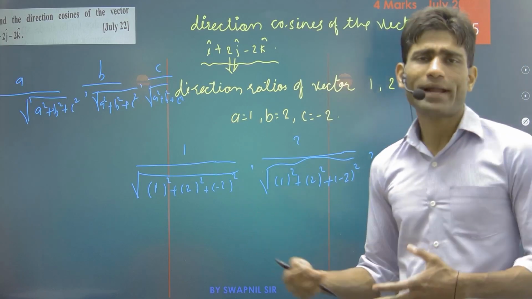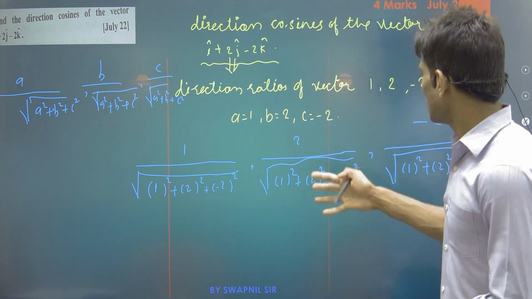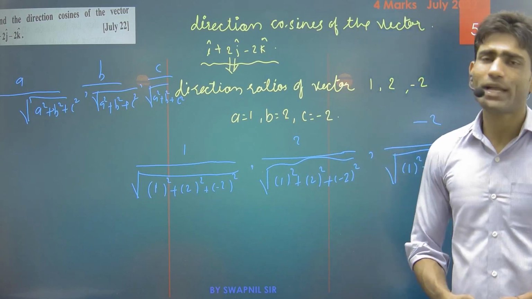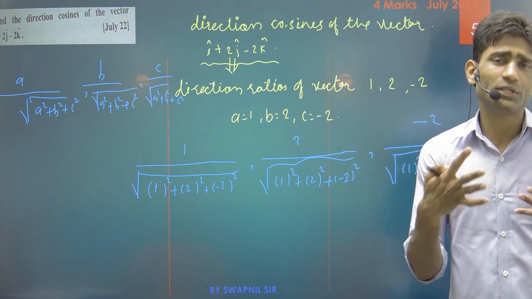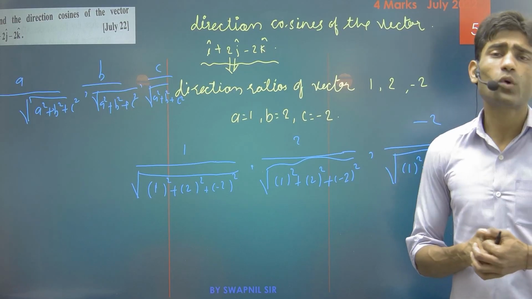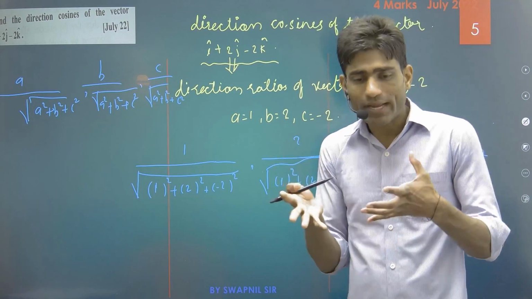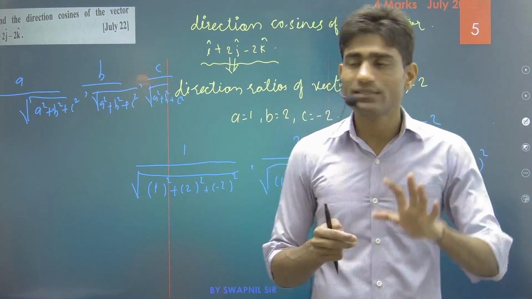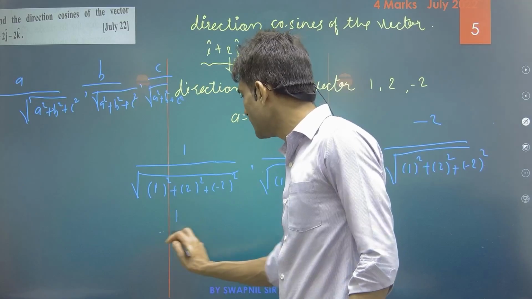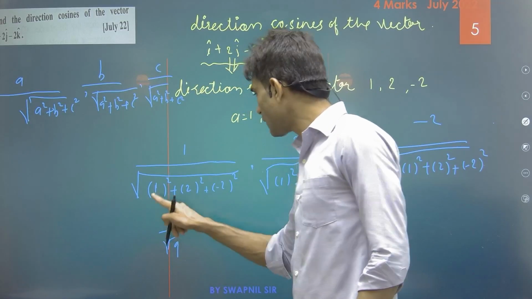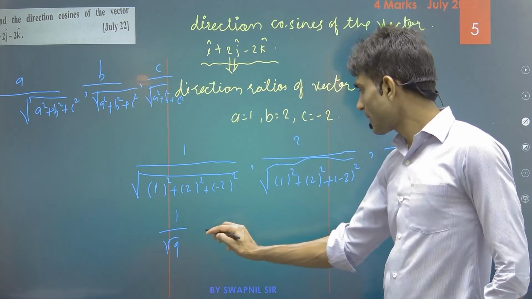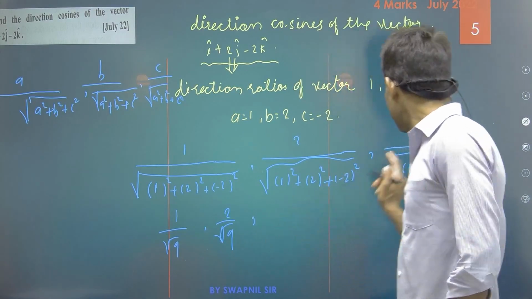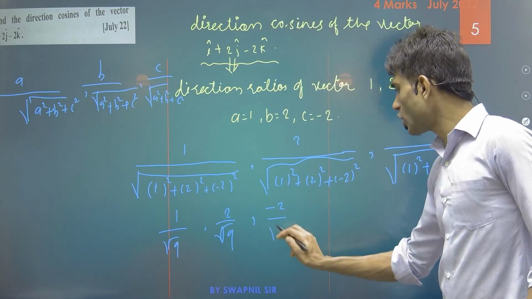Now let's go for the further calculations. We can see that 1 square plus 2 square plus (-2) square gives us positive 9, and the square root of 9 is 3, since 9 is a perfect square. So we can write the next step as 1 upon square root of 9, so the sum for all of them is 9. Then 2 upon square root of 9, and the third one is -2 upon square root of 9.